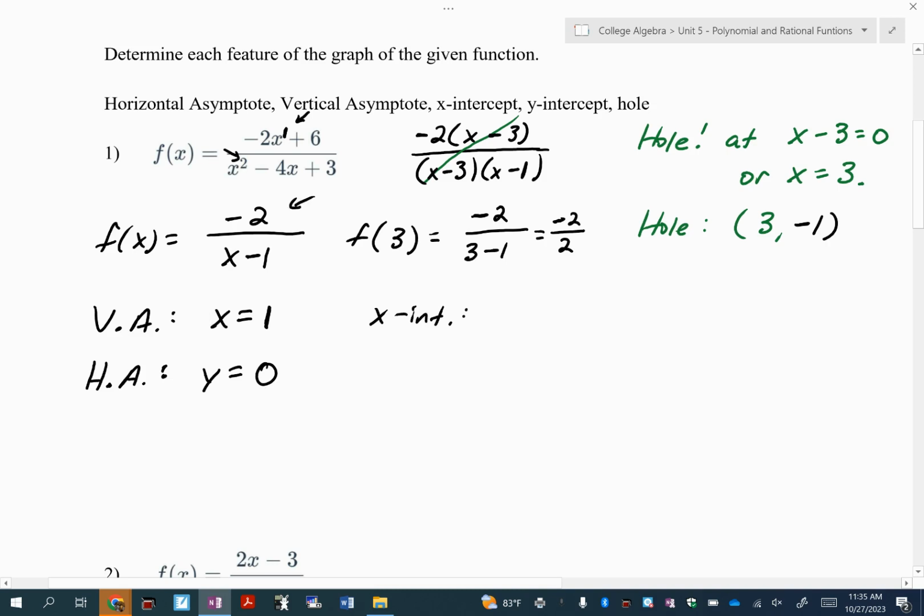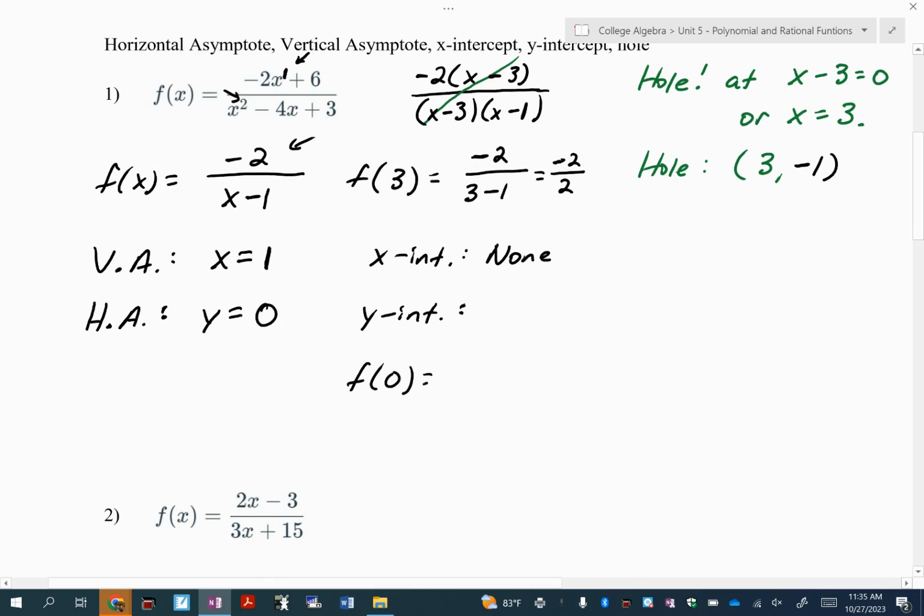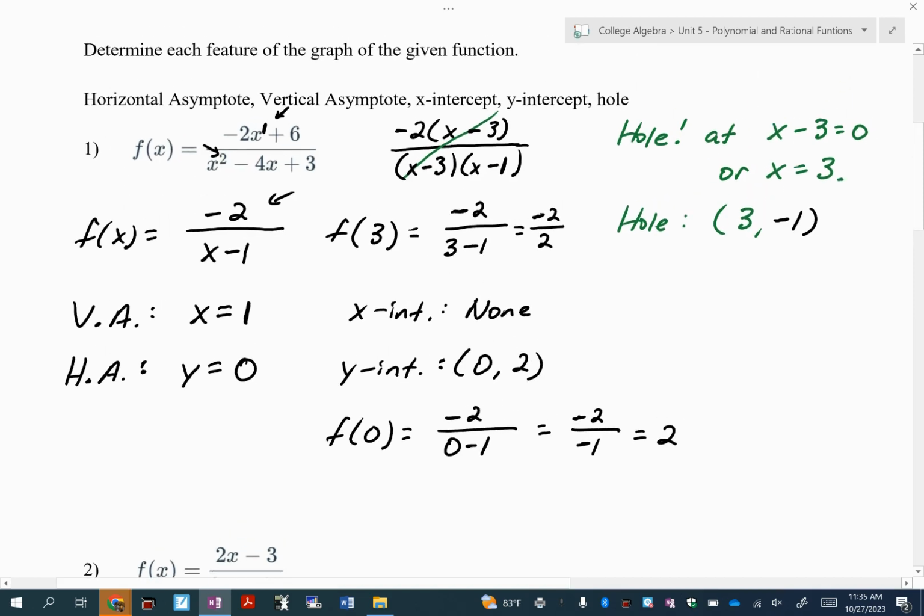Okay? For x-intercepts, this would be where I set my numerator equal to 0. So here's my numerator of -2. There's no variable with that -2 anymore. So there's no way for me to make the numerator anything other than -2. So because I can't make the numerator become 0, I am going to write that there are none for x-intercepts. For the y-intercept, the work I'm going to do is plug in 0 where it says x in my remaining function. So -2 over 0 minus 1, which is -2 over -1, which is +2. So my y-intercept is (0, 2).